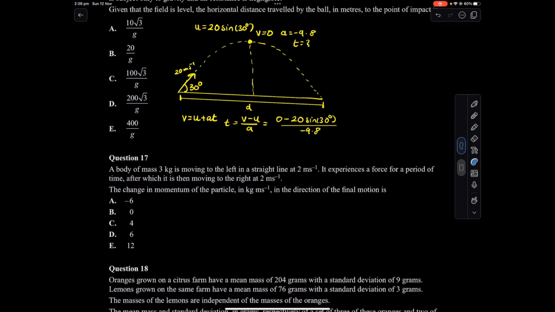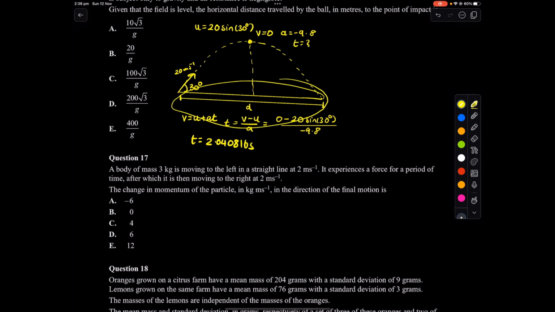So let's write that down. Our time is 2.040816 seconds. Now it's very easy. Now have a look at these horizontal components. The horizontal component just has no acceleration. It's a beautiful constant velocity situation.